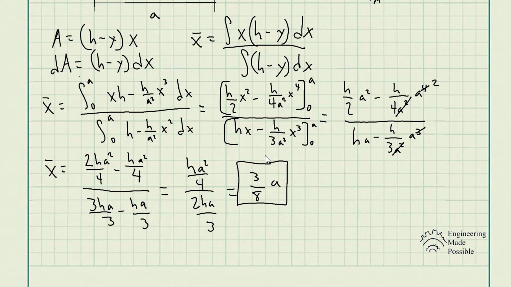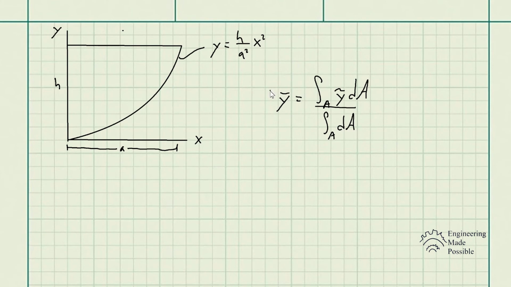Now you can actually do the same problem, but find the y bar. So you could actually define the center of the area, the centroid of the area. You'll have both your x and y location. So now solving for the centroid with respect to the y-axis, or y bar, we have this formula.